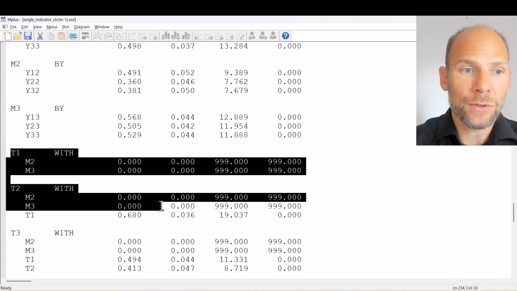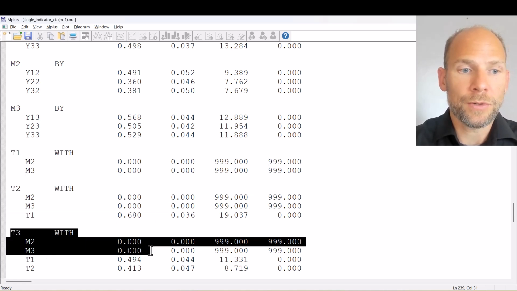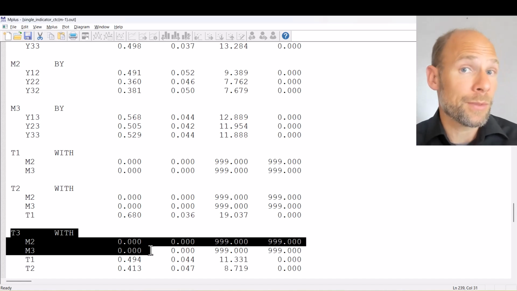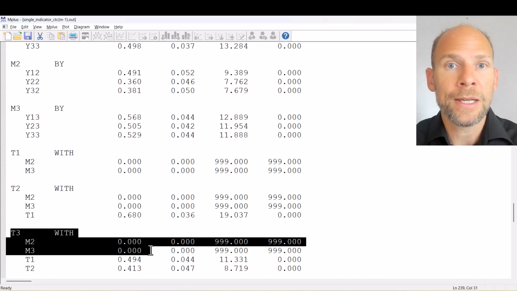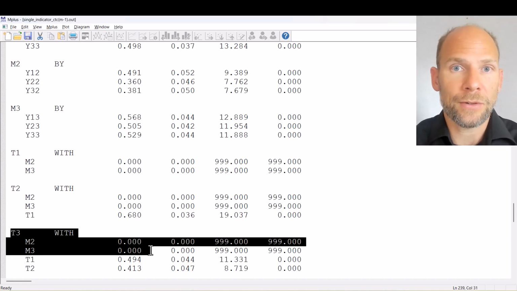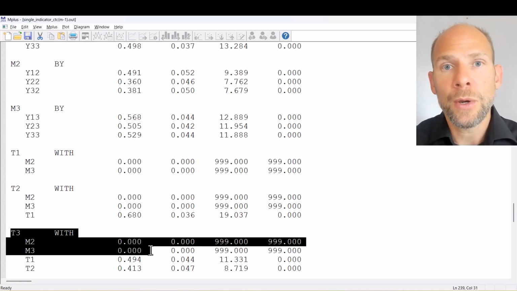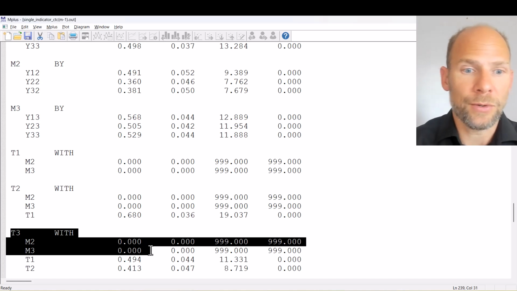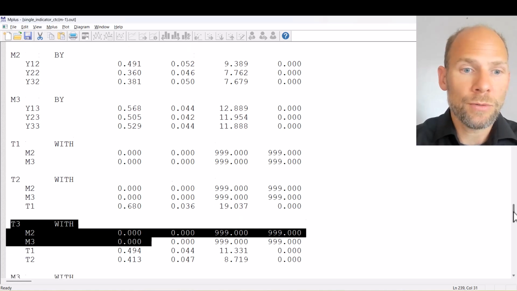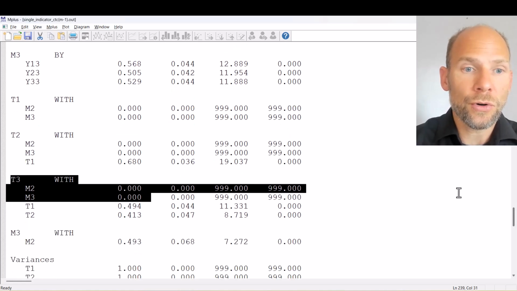Next, you can see the correlations that we set to 0, and those are between the trait factors and the method factors for T1 and T2, and then also the correlations between T3 and M2 and M3 also have been set to 0. It's important to check that, because otherwise the interpretation of the method factors as regression residuals would be compromised. So that's good that these are 0. They should be.